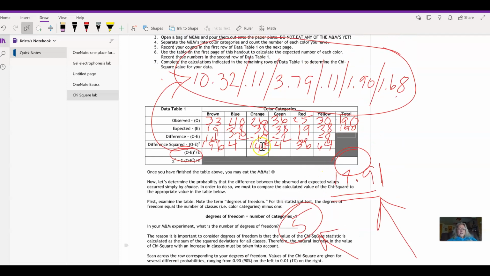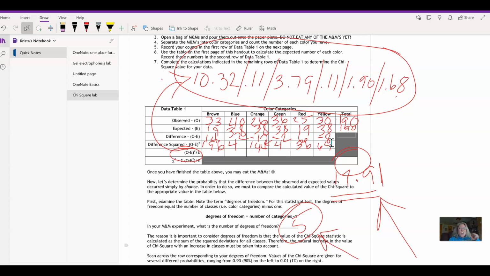When I go up here, there's too big of a difference between the 33 that I observed and the 19 I should have seen, between the 26 and the 38. 40 and 38, that's pretty close enough, right? 36 and 38, close enough. 25 and 19, too big of a difference. 30 and 38, too big of a difference. And so this number of 17.91 tells us that what we observed was too far off from what we expected for it to be just a human error or a slight chance, right? There's something else going on there. Either the Mars company lied with their percentages, whatever, or there's something else going on. Could be a huge human error.